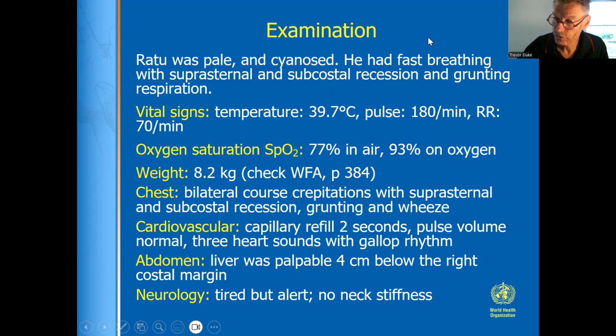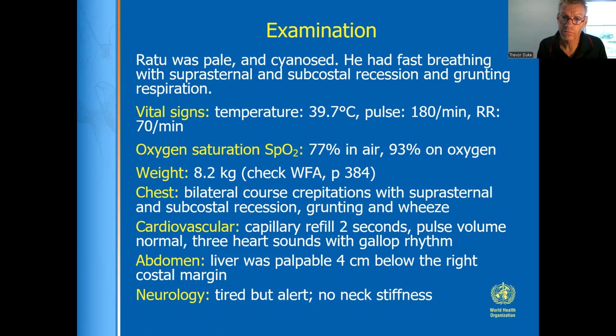On examination, Ratu was pale and cyanosed, as you know. He had fast breathing and suprasternal and subcostal recession and grunting respiration. You saw all that in the video clip. His temperature we saw at triage was 39.7, his heart rate 180, and his respiratory rate was 70.